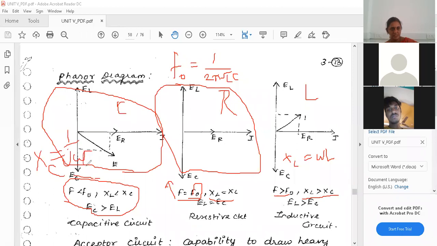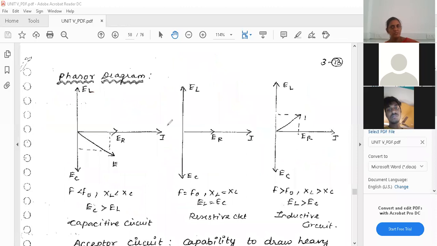Now, when this is brought to the numerator side, you will write it as minus J by omega into C. Clear? Right. Now we will proceed with the next one.